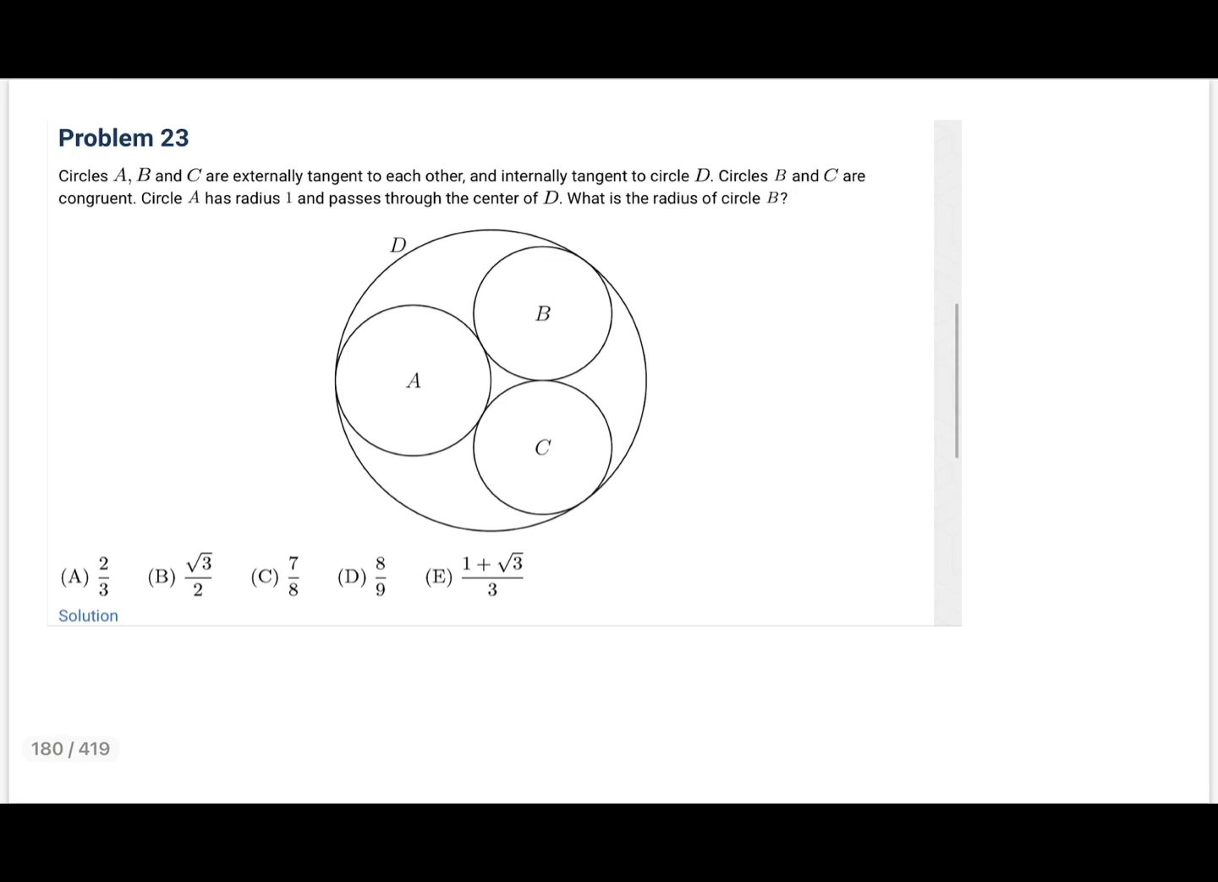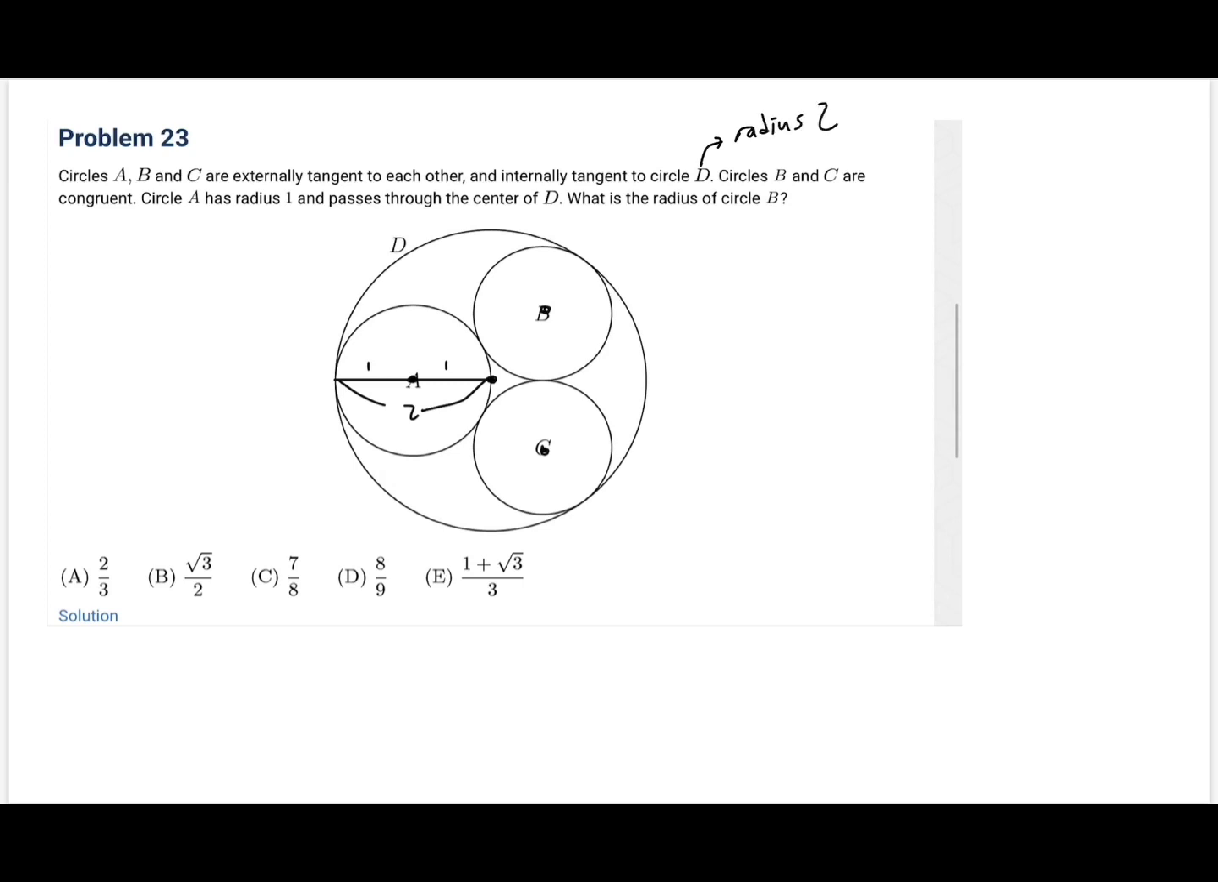Problem number 23, circles A, B, C are externally tangent to each other and internally tangent to circle D. Circles B and C are congruent. Circle A has radius 1 and passes through the center of D, so this would be the center of D. What is the radius of circle B? Okay, so let's say here's the center, here's the center, here's the center, and circle A has radius 1, so this is 1 and this is 1, so the whole thing will be 2, and so D has the radius of 2.